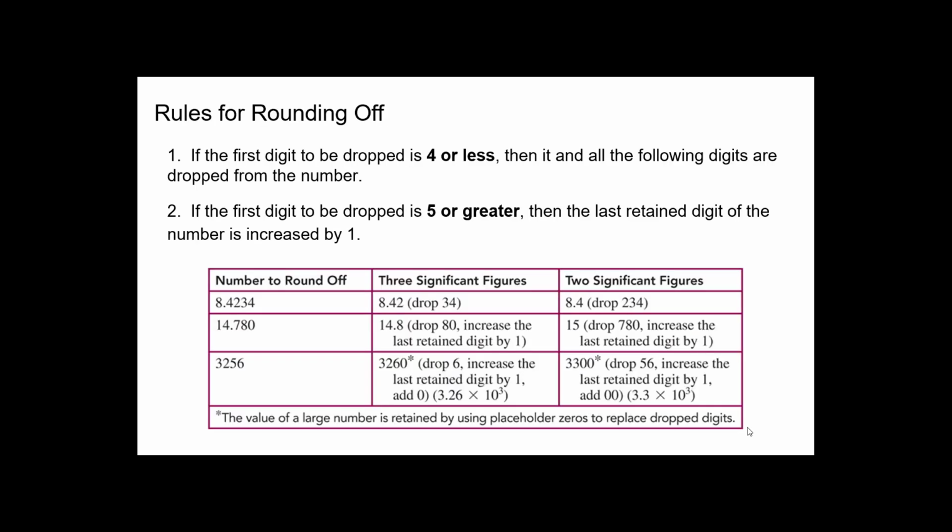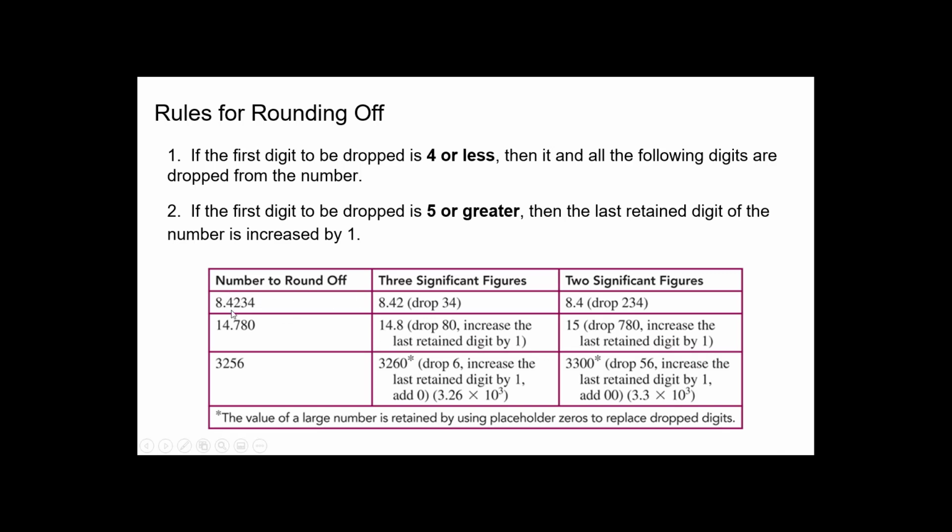Before we do that, we have to cover rules for rounding off. If the first digit to be dropped is 4 or less, then it and any digits next to it that are going to be dropped, so anything that's not going to be part of the sig figs, we drop. The second option is if the first digit to be dropped is 5 or greater, then the last retained digit of the number is increased by 1, and then we drop everything. It's easier to go over this with examples. So here are some examples.